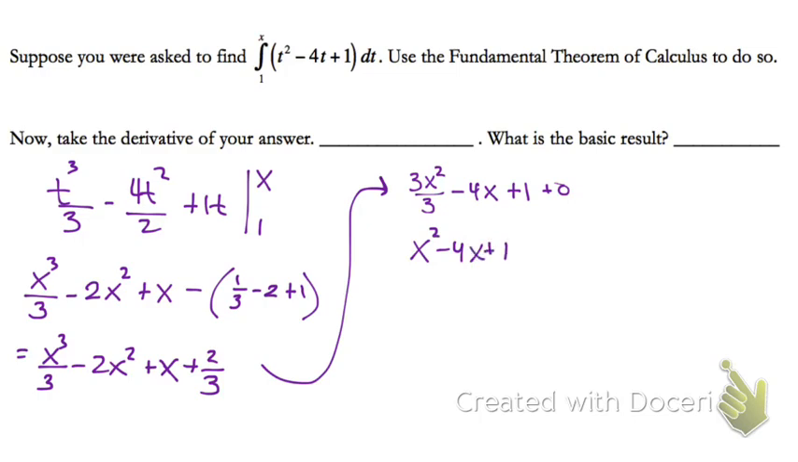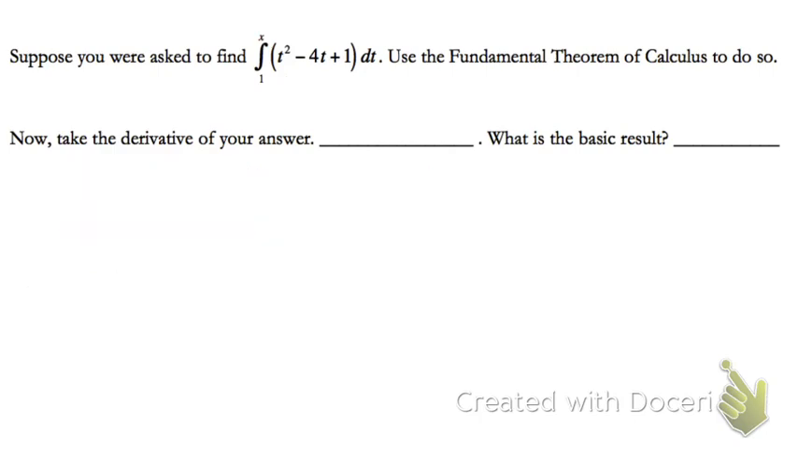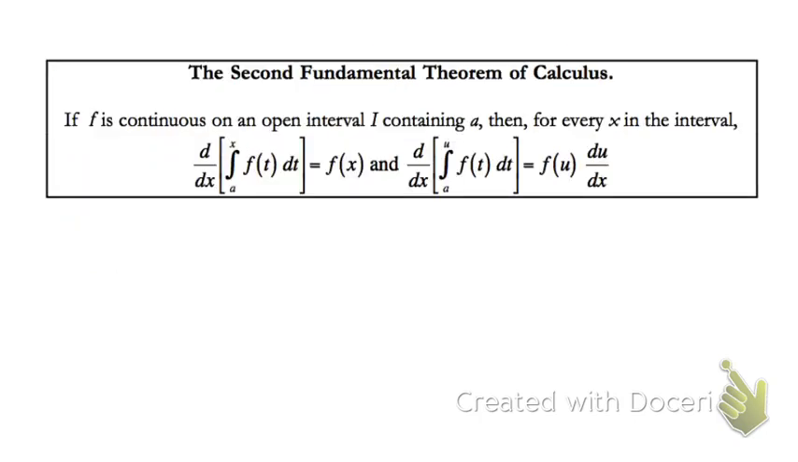It says, what is the basic result? If you haven't noticed already, the integral puts me to here, the derivative puts me back to here, which is where I started. T squared minus 4t plus 1, x squared minus 4x plus 1. So essentially it gave me back what I started with. The only difference is that it replaced all of these t's with x's, and then that's my answer. So that's about as hard as the second fundamental theorem of calculus gets. That is the second fundamental theorem of calculus.